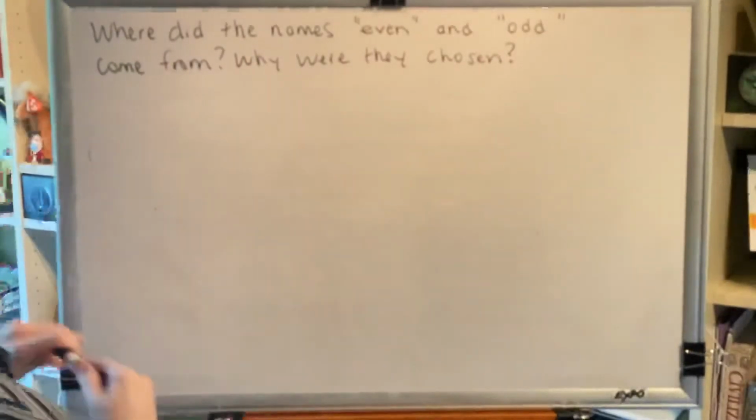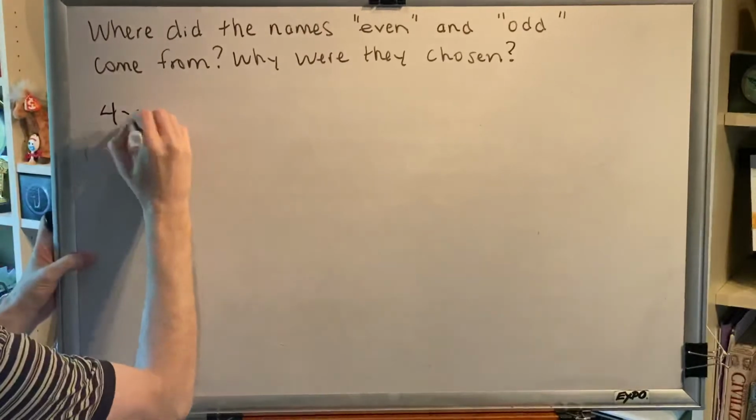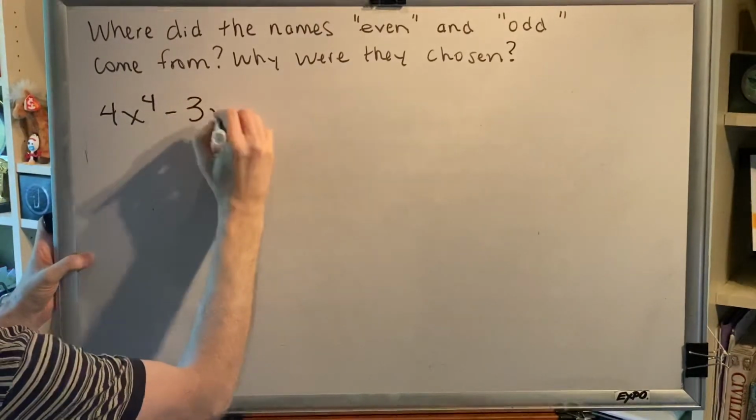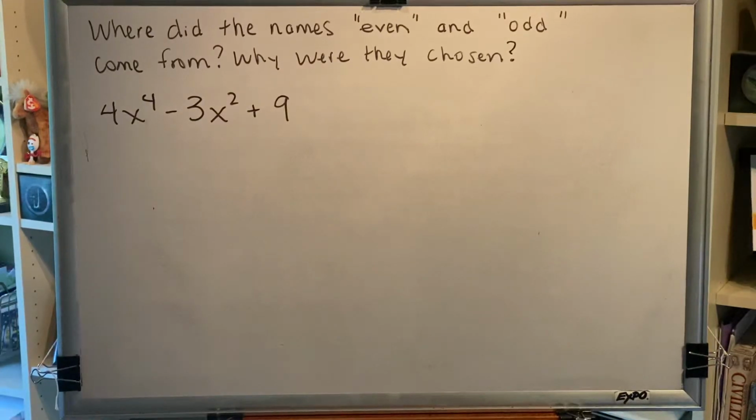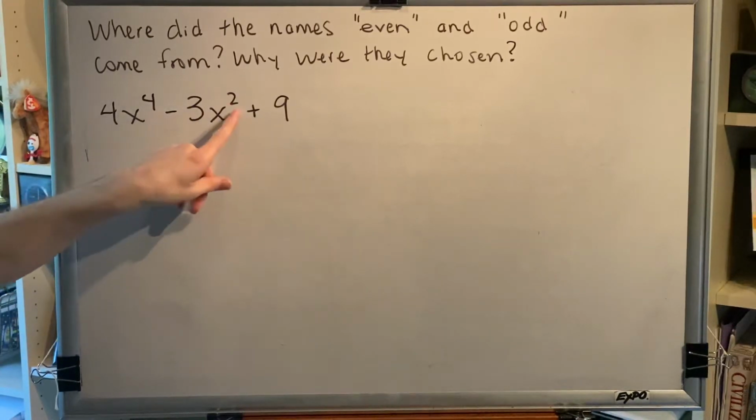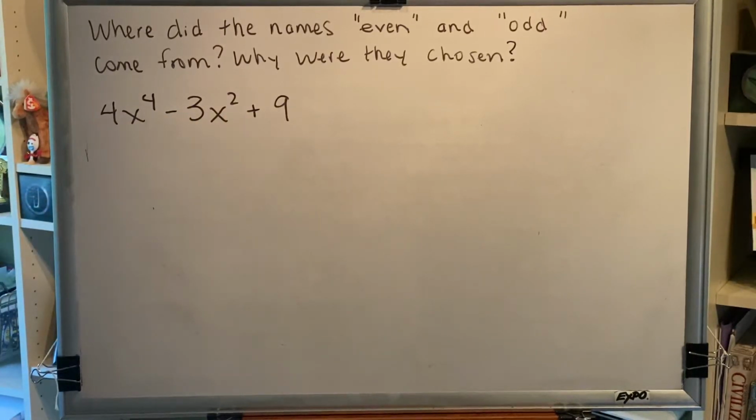Okay, here's a polynomial. 4x to the fourth minus 3x squared plus 9. So this meets the definition of a polynomial because 4, -3, and 9 are all real numbers, and the exponents match the kind of exponents from the definition.